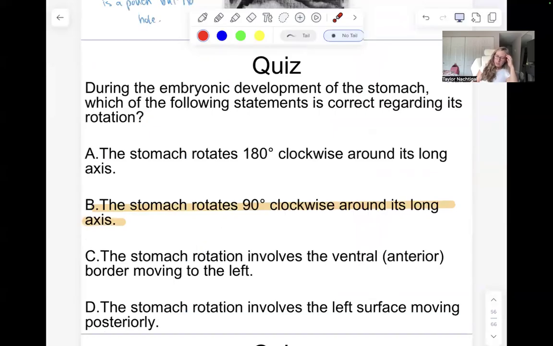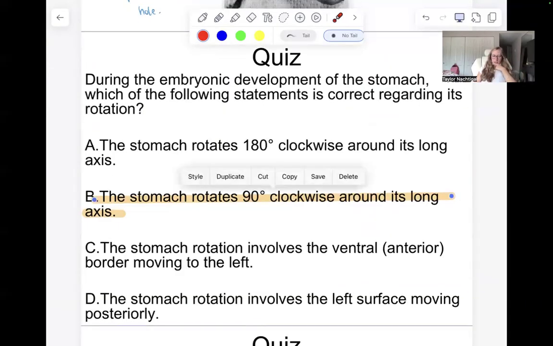Okay, quiz. During the embryonic development of the stomach, which of the following statements is correct regarding its rotation? The stomach rotates 180 degrees clockwise around its long axis. No, we know that it only does a quarter turn. So it's only a 90-degree clockwise rotation, which is why B is the right answer.